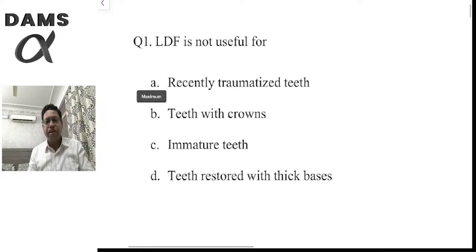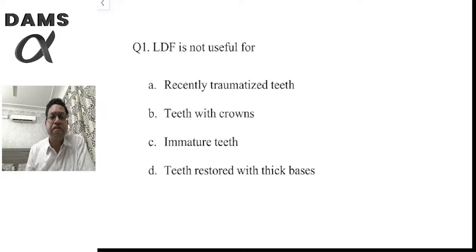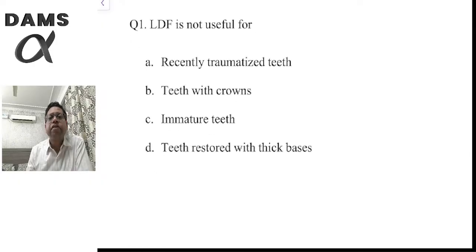The question number 1, as displayed onto your screens, is: LDF is not useful for. Now, LDF is a standard abbreviation which indicates laser Doppler flowmetry. It is not useful for recently traumatized teeth, teeth with crowns, immature teeth, or teeth restored with thick bases. To answer this question, you should be knowing the advantages and disadvantages of laser Doppler flowmetry.